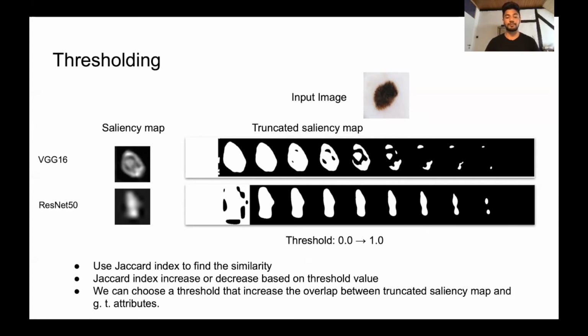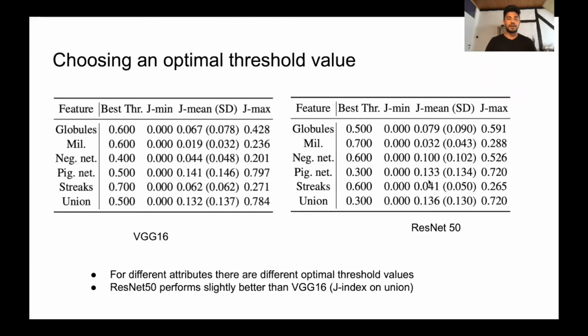And we used the Jaccard index to find out the similarity between the attribute and the saliency map for each of the cases, from 0.0 to 1.0. So the Jaccard index increases or decreases based on the threshold value. We found that we can choose a threshold value that increases the overlap between the saliency map and the ground truth attribute. So here is the summary of the different threshold values and their significance.